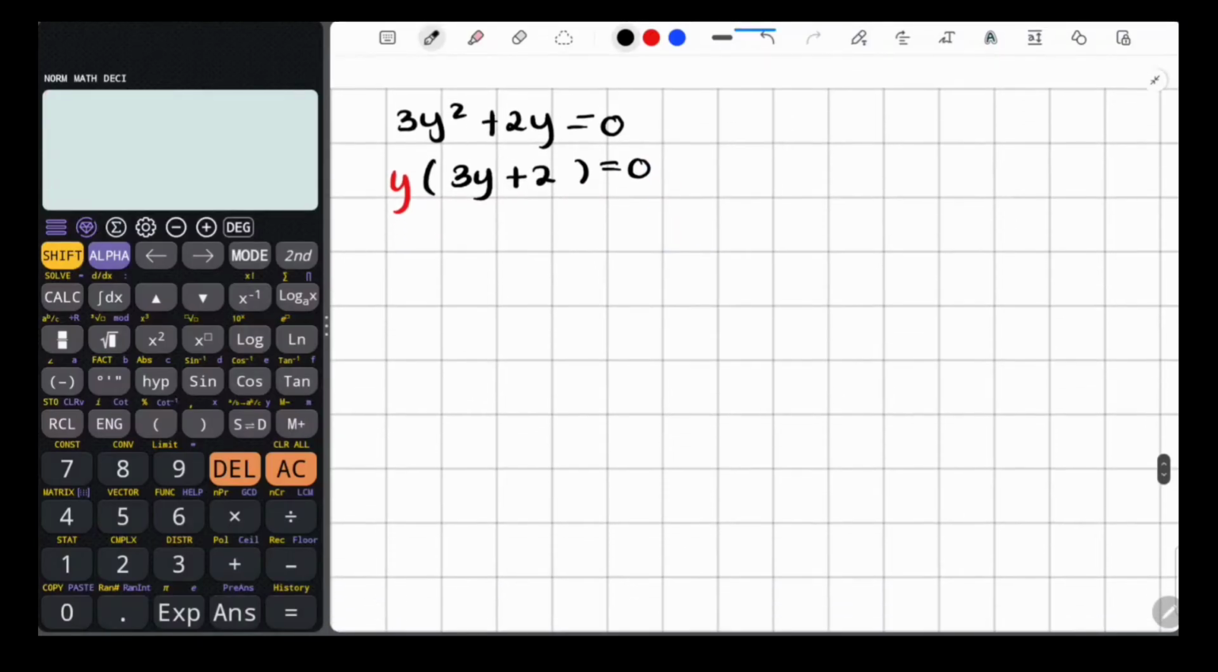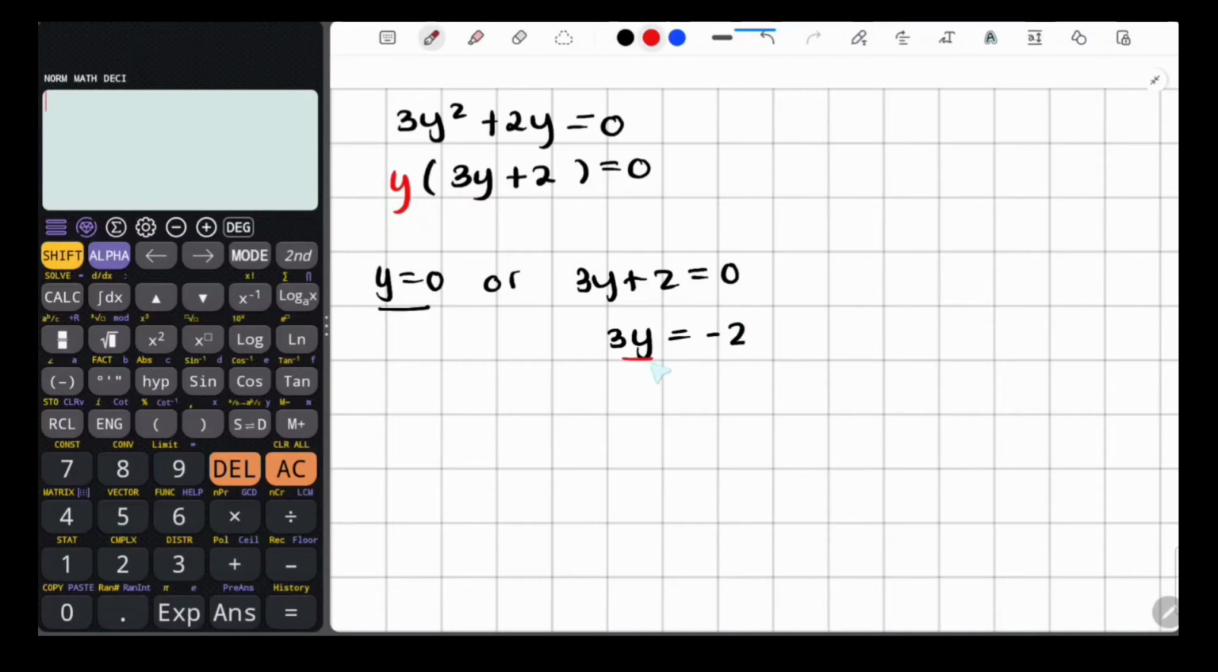Okay, now you have something multiplied by something is equal to 0. So it's either that y is equal to 0 or that 3y plus 2 is equal to 0. So here we have y is equal to 0. Here we're just going to simplify this. So 3y is equal to negative 2.